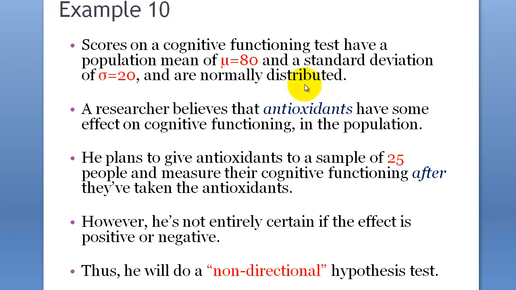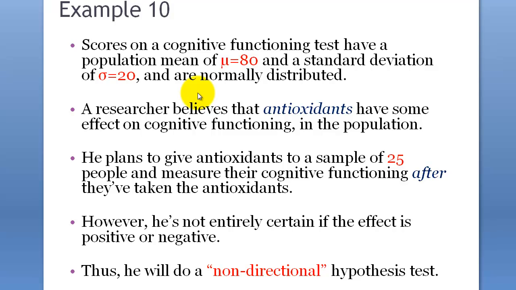This is an example of non-directional hypothesis testing. In other words, two-tailed hypothesis testing. So let's look at this example. In this example, scores on a cognitive functioning test have a population mean of mu 80 and a standard deviation of sigma 20 and are normally distributed.